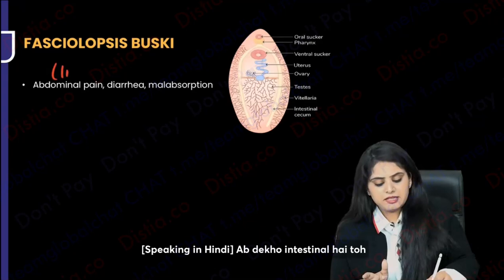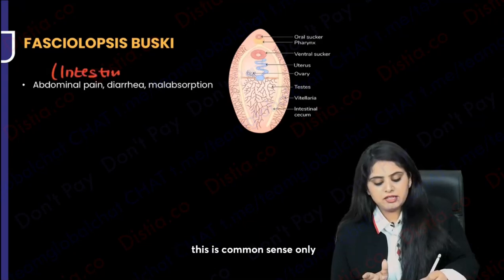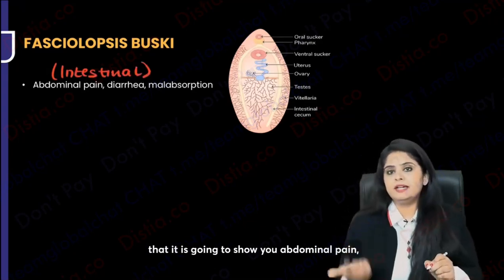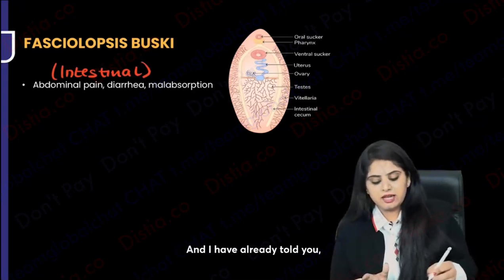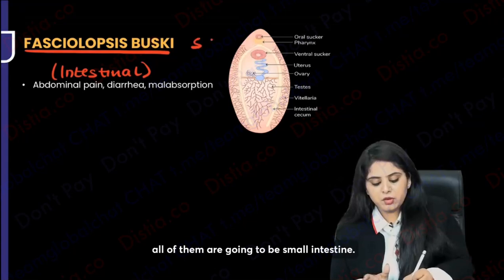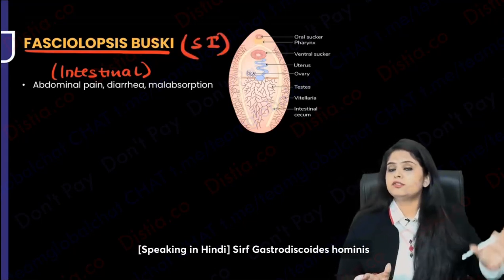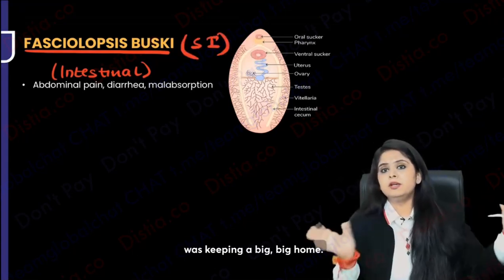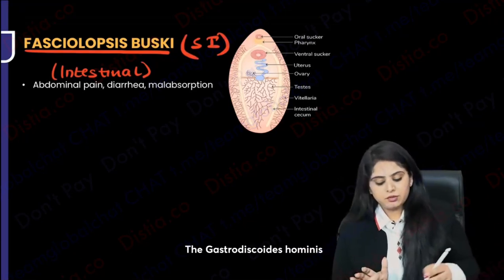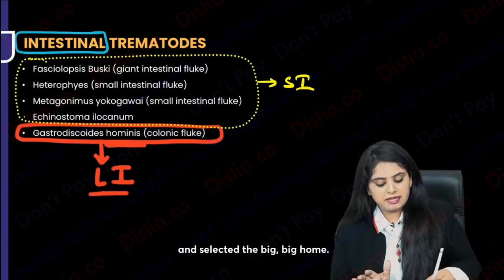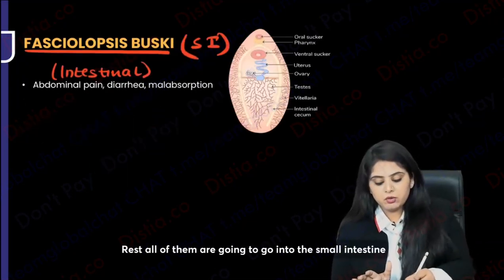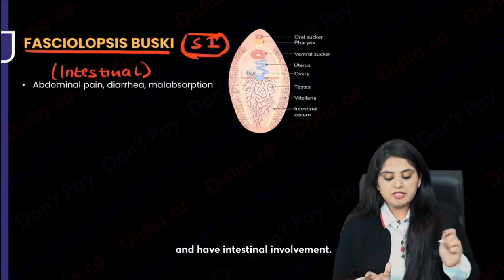Now look, it is intestinal, so this is common sense only, that it is going to show you abdominal pain, diarrhea, malabsorption. That is understood. And I have already told you all of them are going to be small intestine. Only Gastrodiscoides hominis was keeping a big home. Everyone wants a big home. So Gastrodiscoides hominis selected the big home. Rest all of them are going to go into the small intestine and have intestinal involvement.